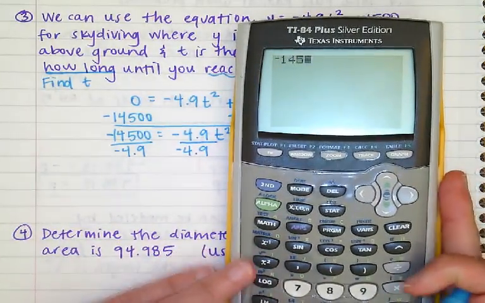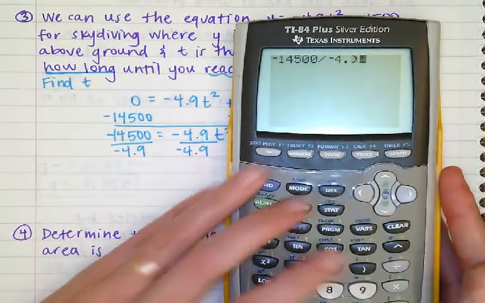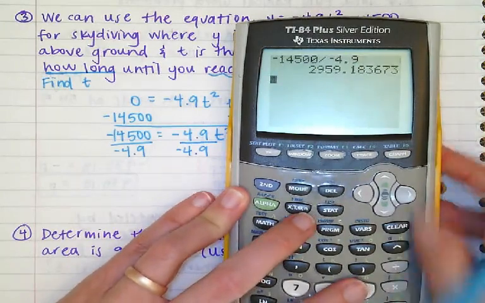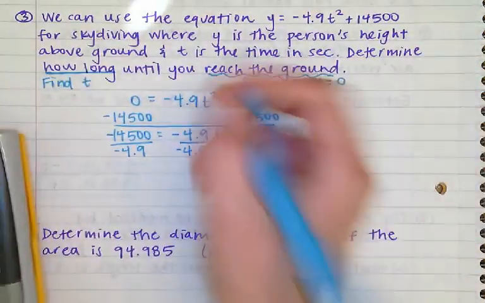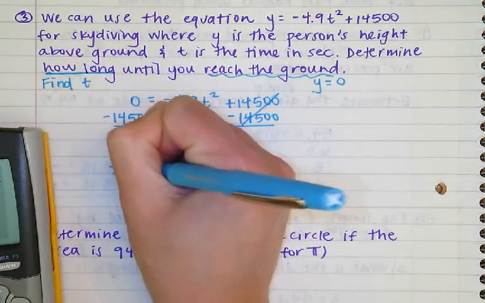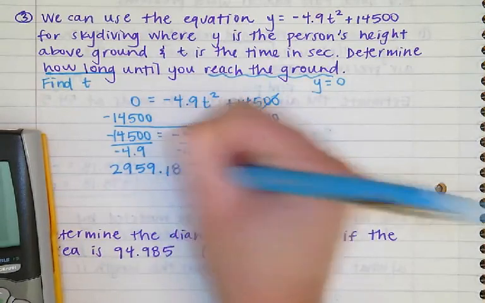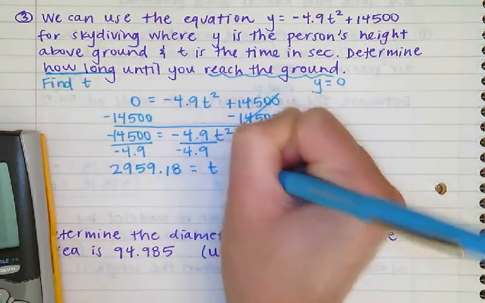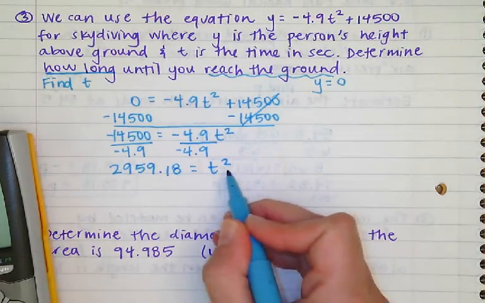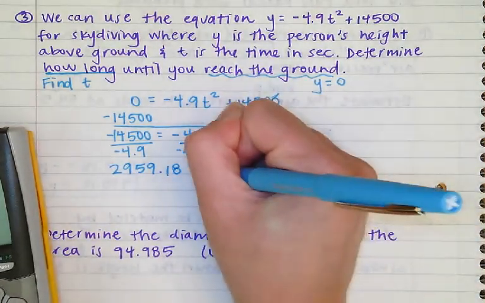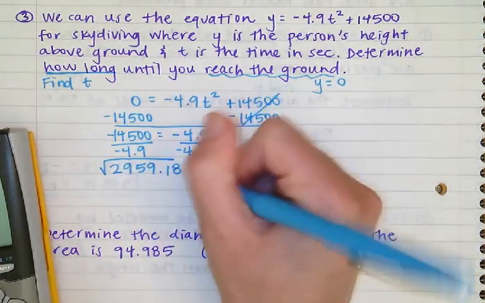Negative 14,500 divided by negative 4.9. Okay, I'm going to go ahead and round to the nearest hundredth again, so that's 2,959.18 equals t squared. Now to cancel the square, I'm ready to use the square root on both sides of the equation.